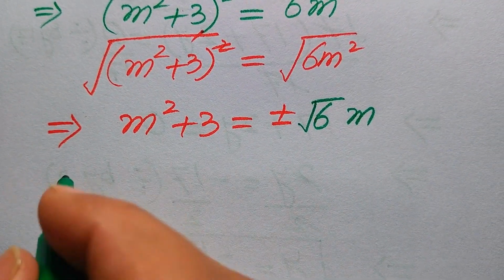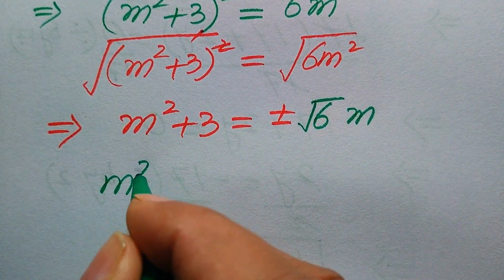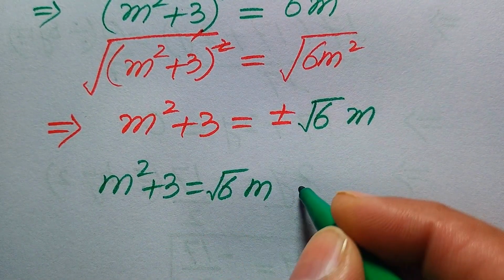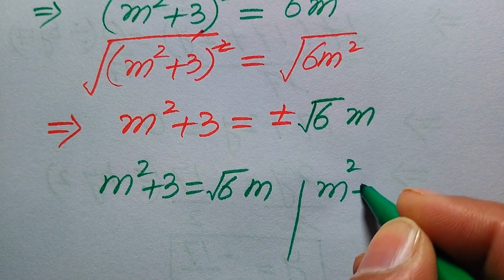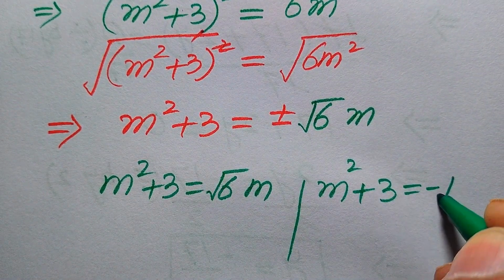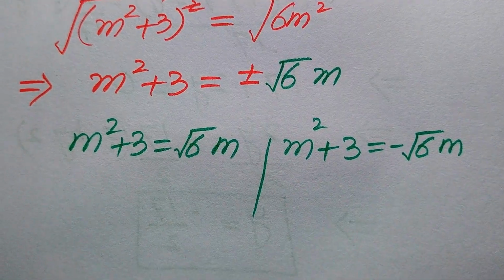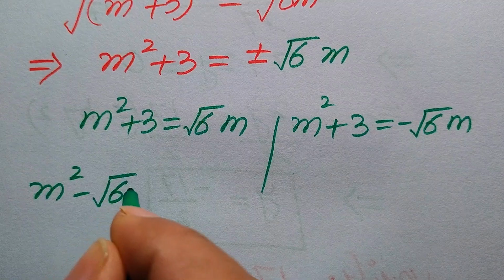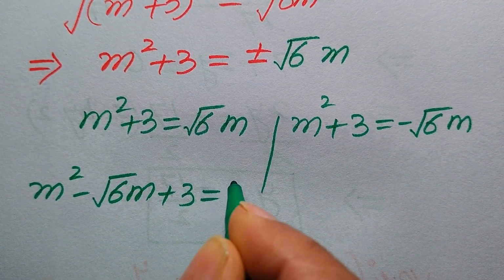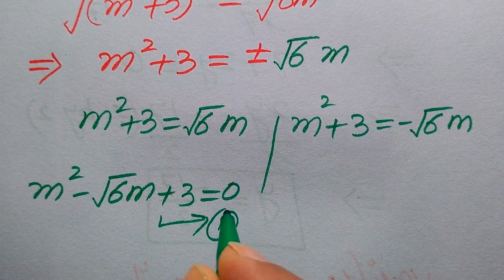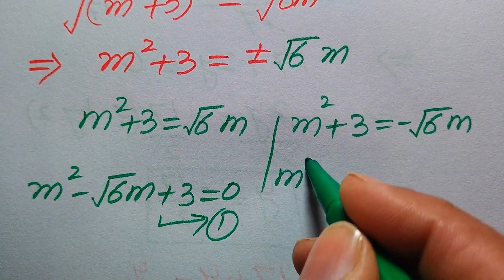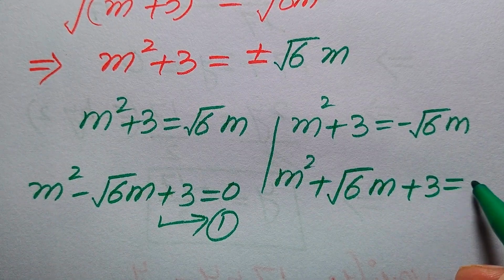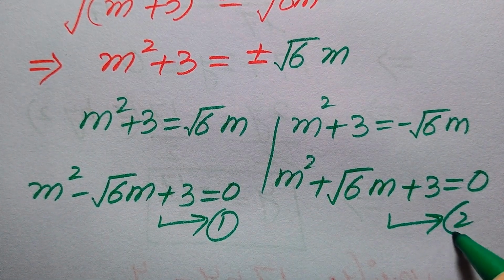So now we divide this equation into two cases. The first case is we write m square plus 3 is equal to the positive value, it is square root of 6m, and here we write the negative value of the right hand side and it will become m square plus 3 is equal to minus square root of 6m. So from here we move this value into the left hand side and it will become m square minus square root of 6m plus 3 is equal to 0. We call this equation number 1, and from here when we move this into the left hand side it will become m square plus square root of 6 times of m plus 3 is equal to 0, and we call this our equation number 2.